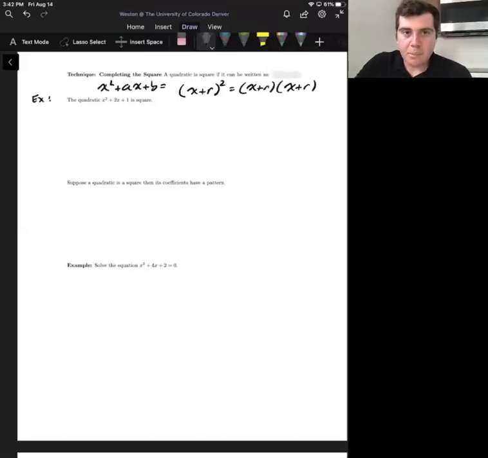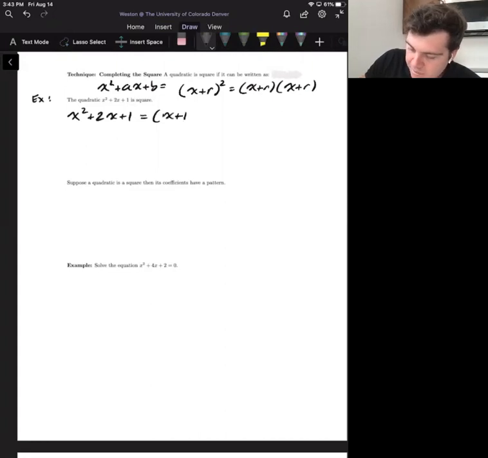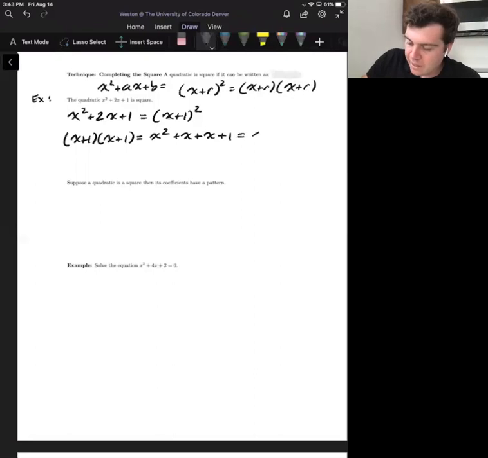And as an example, the quadratic x squared plus 2x plus 1 is square since it equals (x plus 1) squared. And we can see that by taking x plus 1, multiplying it by x plus 1. Foiling it out, we get x squared plus x plus x plus 1. And that's x squared plus 2x plus 1.